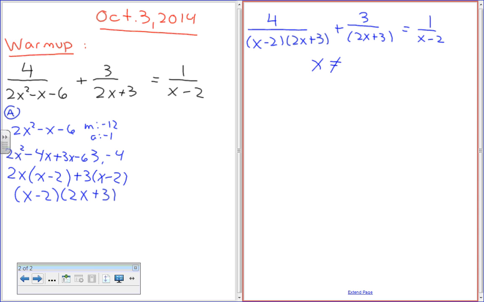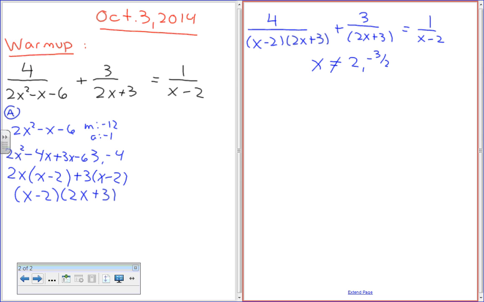Can someone be brave and give me our restrictions, please? Yeah, go ahead. 2, negative 3, negative 3 over 2. There has to be the same. Okay. Good? So far so good?